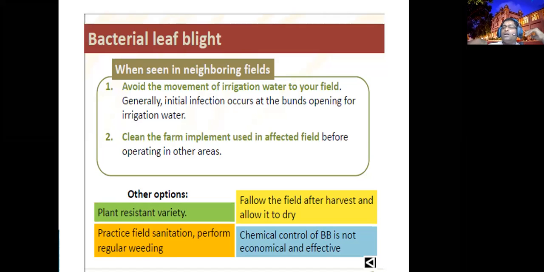And after the harvest you should maintain a fallow period, right? You have to maintain a post-harvest fallow period, very dry, to kill the bacterial cells in the stubbles, and the stubbles and residues should be burned properly, right? Burn properly.